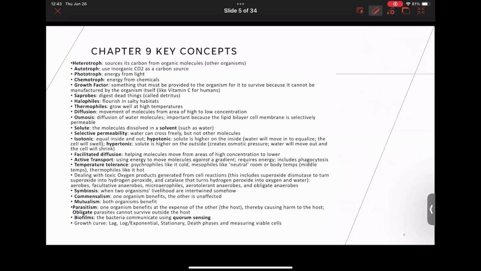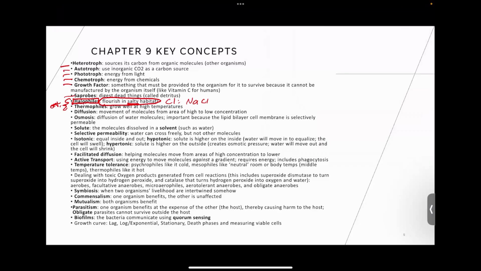Okay. Saprobes, again, we've also learned about them, break down dead, decaying things. All right, then we're getting into our extremophiles. Halophiles, halo is talking about halogens. So halogens would be like chlorine, fluorine, iodine, things like that. And that'll be more important in unit 3. But that includes chlorine, including sodium chloride. So halophiles flourish in salty habitats. Thermophiles, think of temperature. These are guys that flourish at high temperatures.